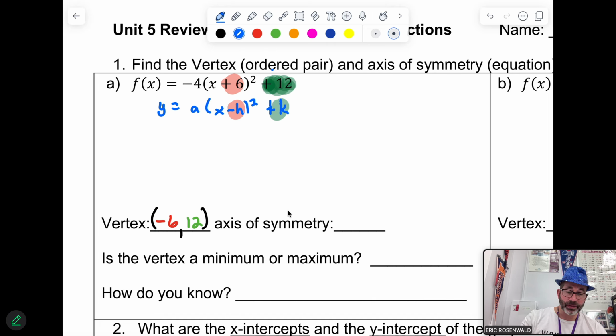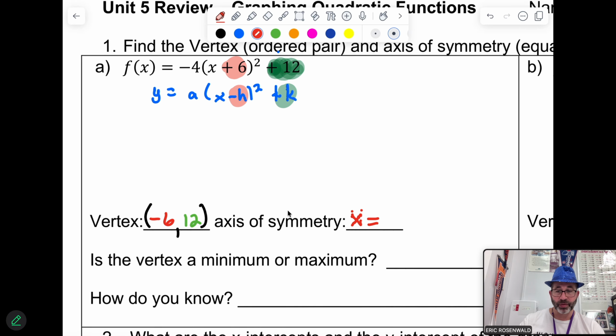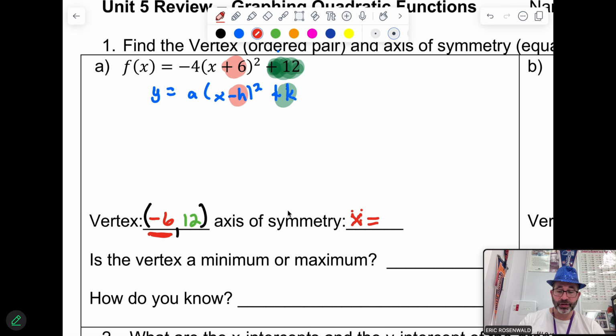The axis of symmetry is always x equals the number that's given to us in the vertex. These two should always be exactly the same. So that means we're going to have x equals negative 6.